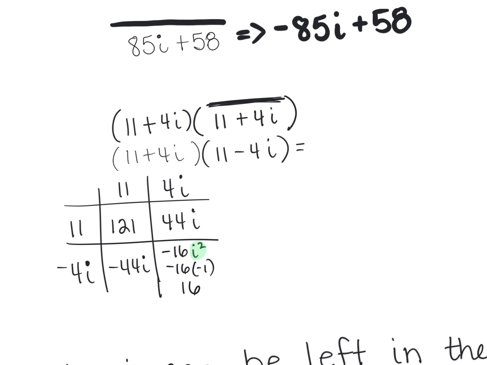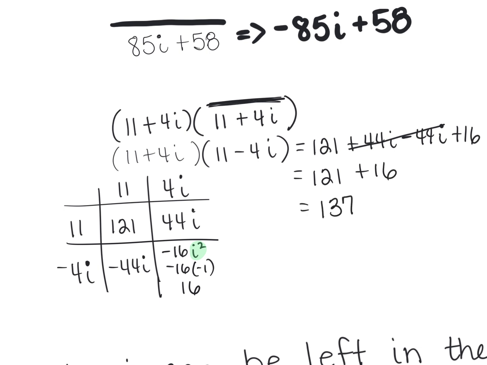So what I'm going to do is write these down. So I have 121 plus 44i minus 44i, and then we're going to add 16 to that. And here we go with getting rid of the i's. Those two middle terms are going to cancel. So I have 121, and I'm going to add 16 to that, so that gives me a total of 137.